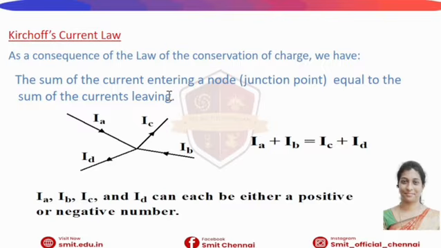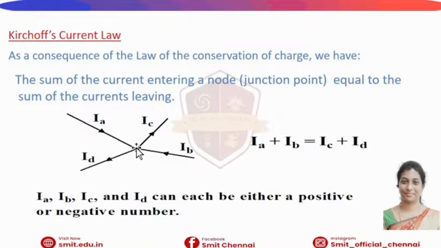This is Kirchhoff's current law. Kirchhoff's current law is based on the law of conservation of charge. The algebraic sum of currents at a node is zero, or the sum of currents entering a node is equal to the sum of the currents leaving through the node. Here, this point is the node.